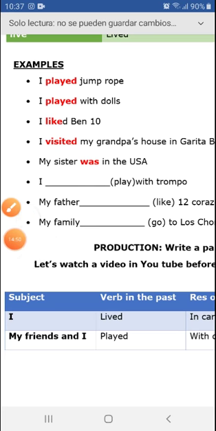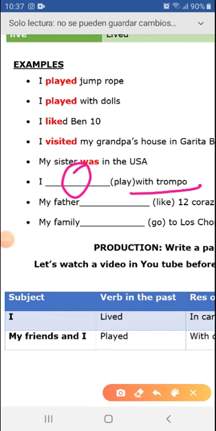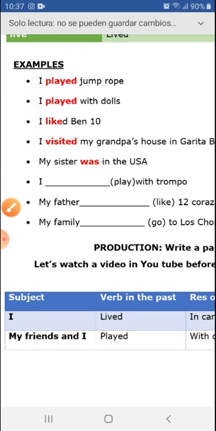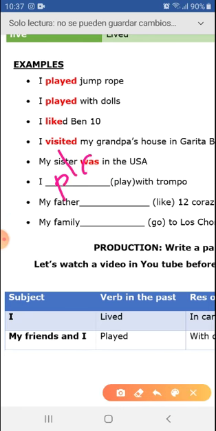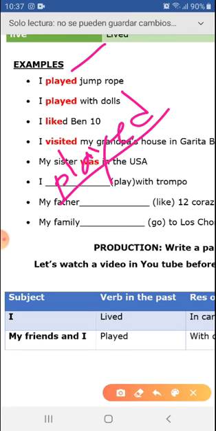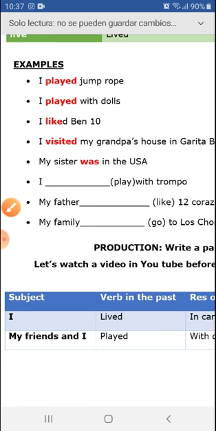Let's see here. I, space, blank, with trompo. Remember, estamos hablando de verbs in the past. ¿Qué verbo puede ir aquí? El verbo played. Ahora, ¿cómo se pone in the past? I played. Okay. Es un verbo regular in English. In the past, I played with trumpet.